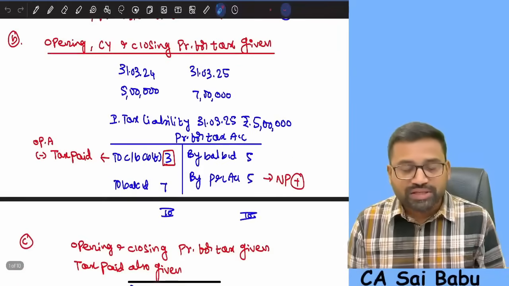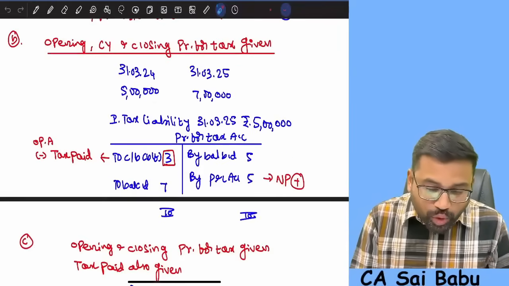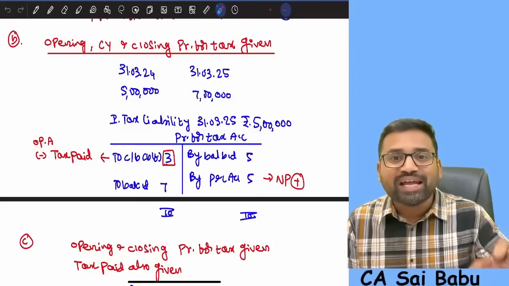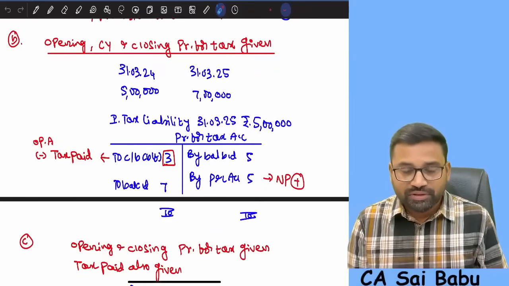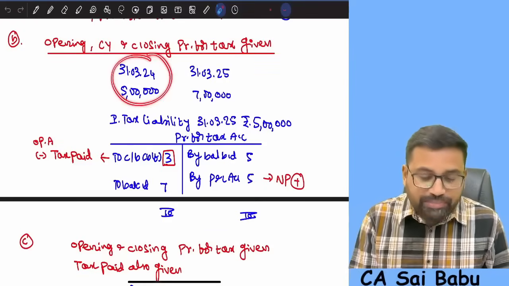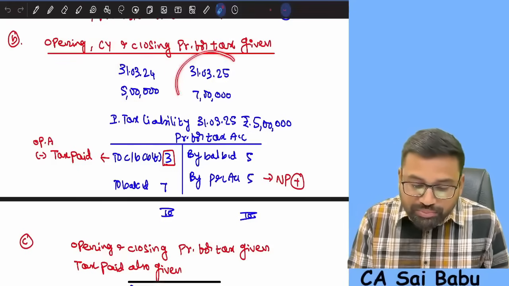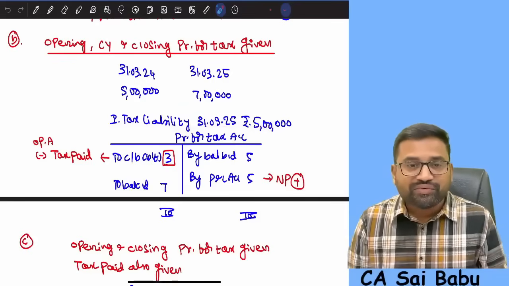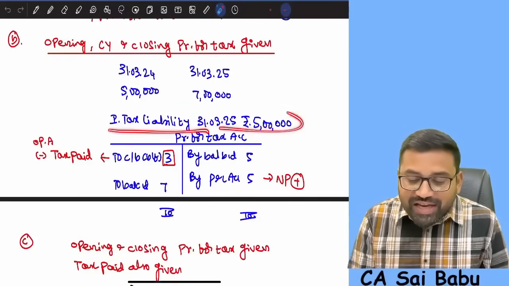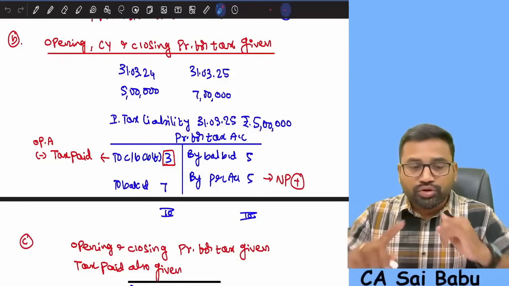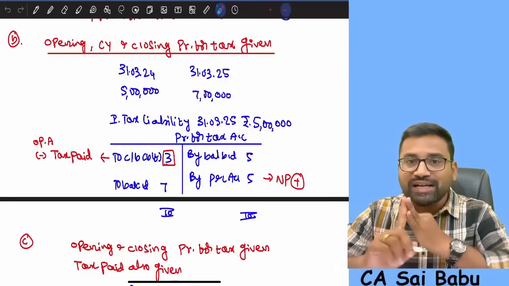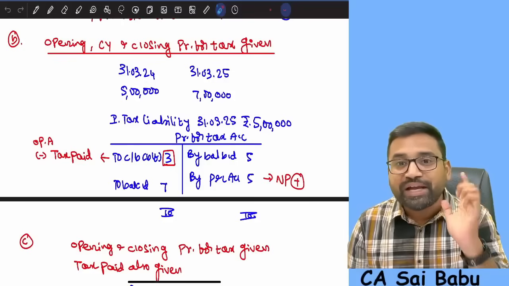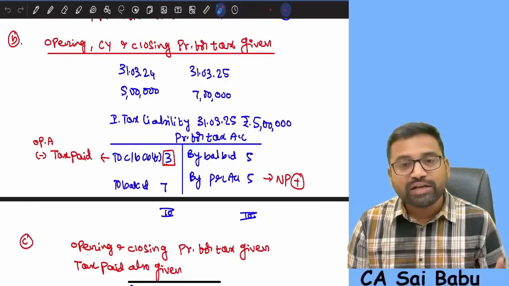Now sometimes in the question, they will give you the opening provision, the closing provision, and at the same time the current year tax liability also. So suppose the opening provision is 5 lakhs, sir, and the closing provision is 7 lakhs. At the same time they say in the additional information that the tax liability in the current year is 5 lakhs. So you know the opening provision, the current year tax liability, and the closing provision. The difference is nothing but the tax paid during the year.